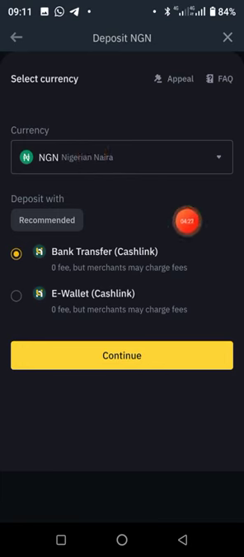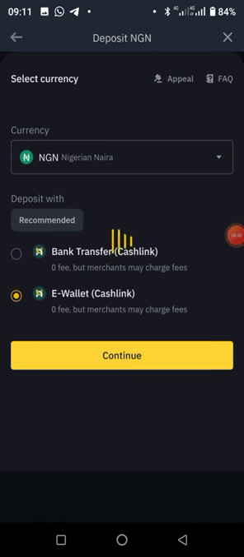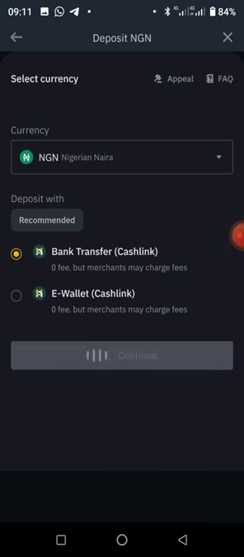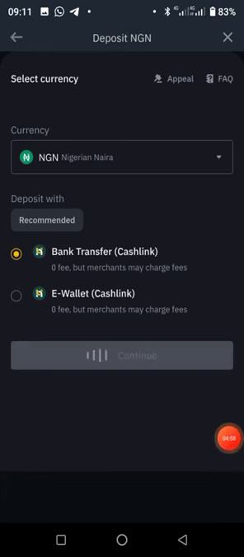This is Naira NGN. It means you want Naira to be deposited on your Binance account. So you come to bank transfer. Don't use e-wallet cash link. These people here are cash link merchants. You can see it can be selected. So we are not using e-wallet, we are using bank transfer. You select bank transfer, then you click on continue.